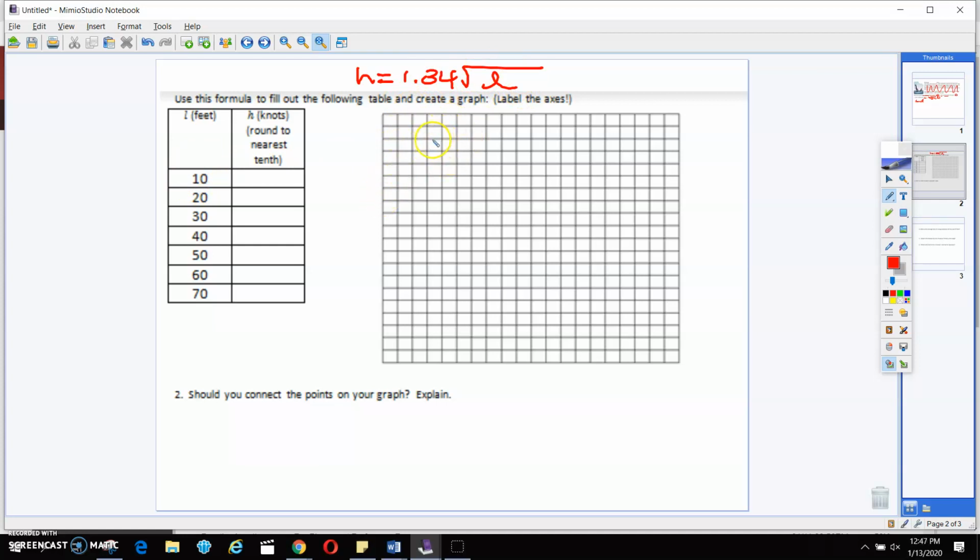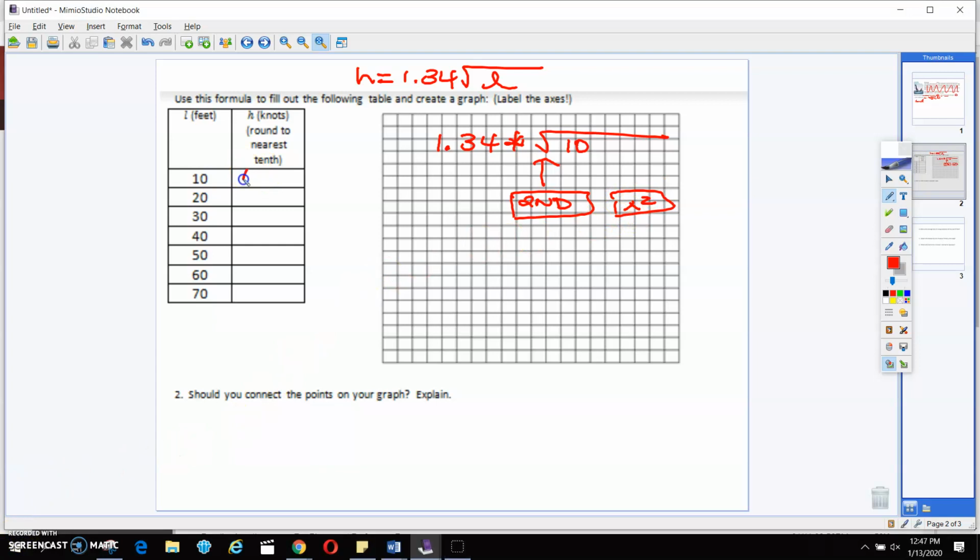The way we're going to do that is we're going to take our graphing calculator, not our phone calculator, and type 1.34 times the square root of 10. The way you put that square root is you hit the second button, and then you hit that x squared button.